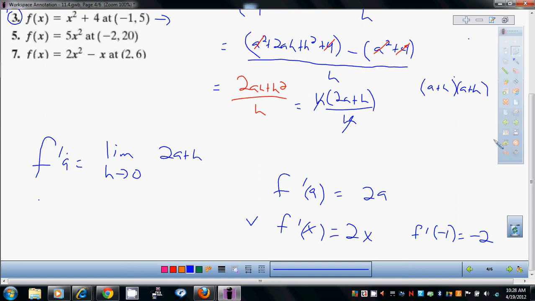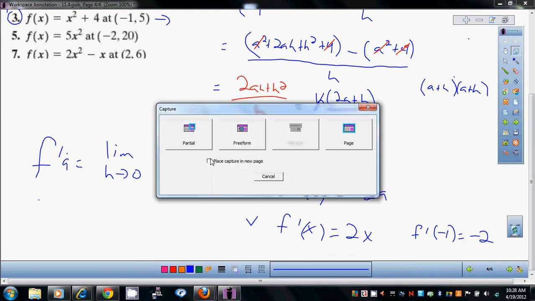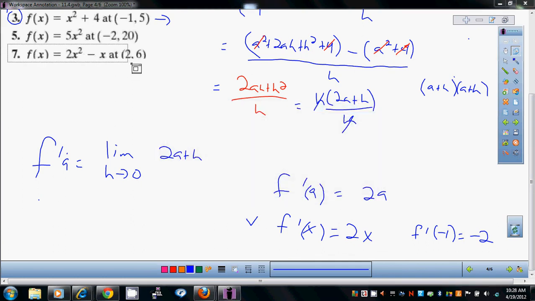I don't really even know why they call it f prime of a. I prefer x. Yes. All right. Let's look at number 7. Now, here's the order.